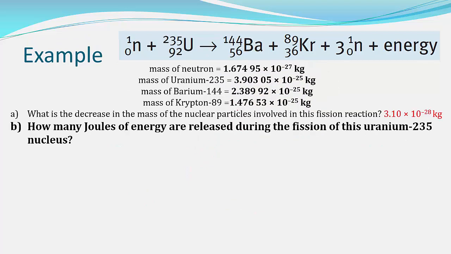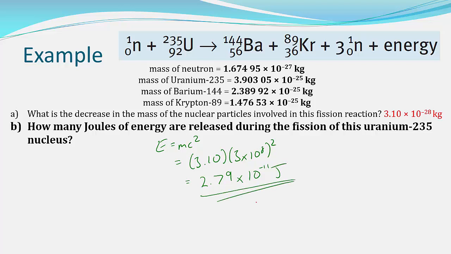So the next part of this question is, if you know the decrease in mass, can you now tell me how many joules of energy are released during the fission of this nucleus? Again, it's pretty simple at this point, isn't it? So you just use your E equals mc squared, and that's going to be your 3.10 times 10 to the negative 28 times 3 times 10 to the 8 squared, and if you put that in your calculator, you should get 2.79 times 10 to the negative 11 joules.